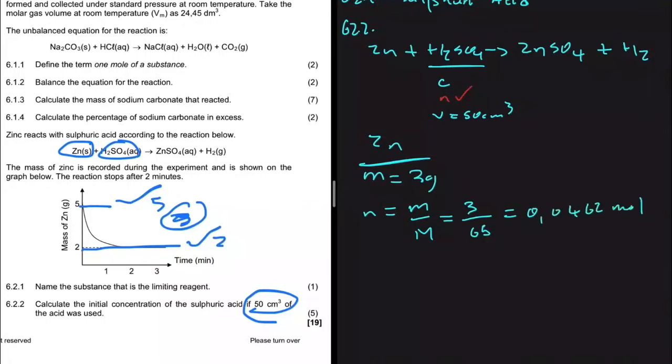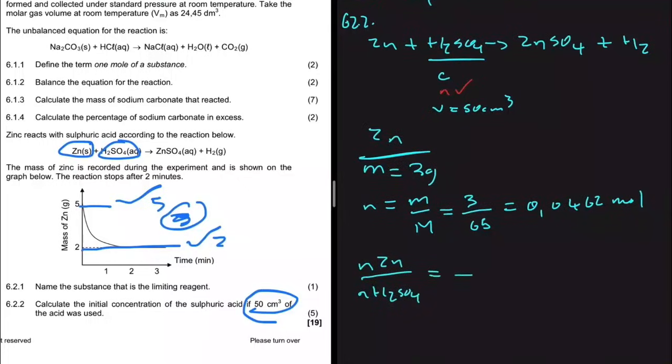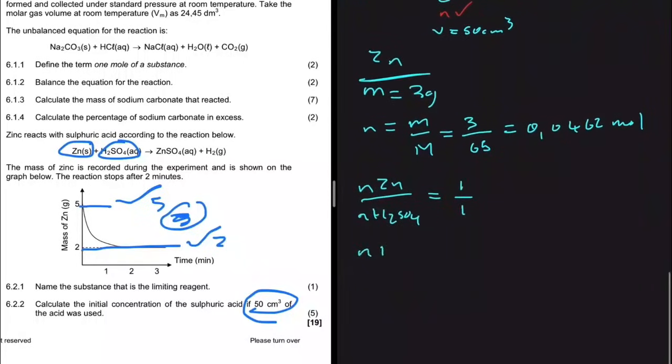0.0462 moles, right? Again, the mole ratio. So the number of moles of Zn divided by the number of moles of H2SO4 should be equal to the ratio of the balancing coefficients. So we have 1 divided by 1, right? So the number of moles of H2SO4 is equal to the number of moles of zinc, which is equal to 0.0462.